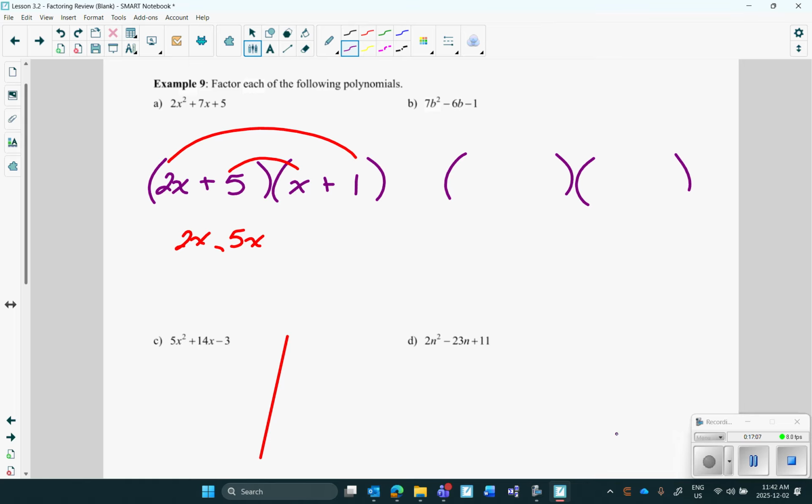I know one's going to be plus, one's going to be minus, and I know the last two numbers are going to be 1. Question is, does the plus go first and then the minus, or does the minus go first, then the plus? What do we get? 7b plus 1, okay? 1b or b minus 1. That gives me minus 7b, positive b, which does in fact simplify to negative 6b.